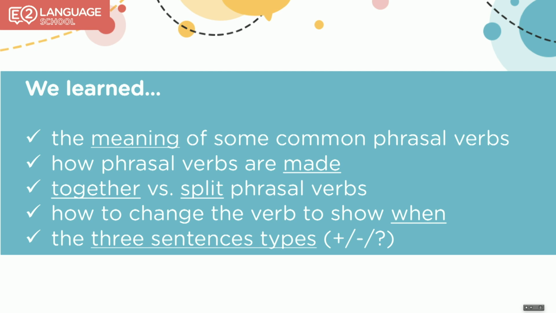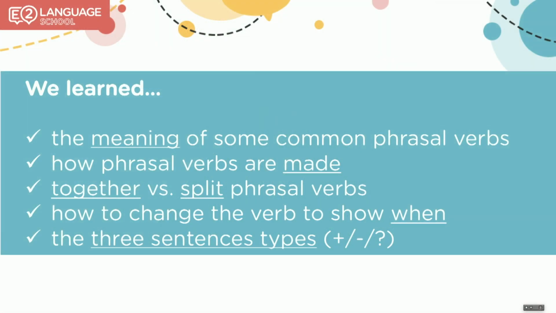Okay, so what did we learn in this lesson? We learned the meaning of some common phrasal verbs, and we learned that when you have a main verb, it means one thing, and you add a preposition to it, and all of a sudden it means something completely different, right? We also learned how phrasal verbs are made. We looked at together versus split phrasal verbs. We learned how to change the verb to show when. And finally, we looked at the 3 sentence types.